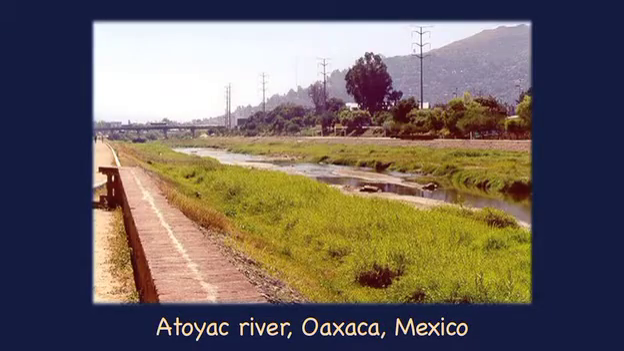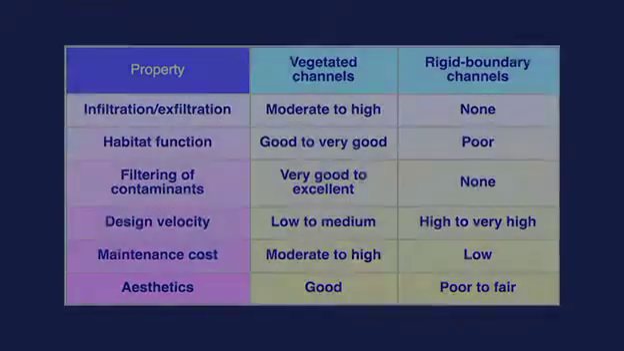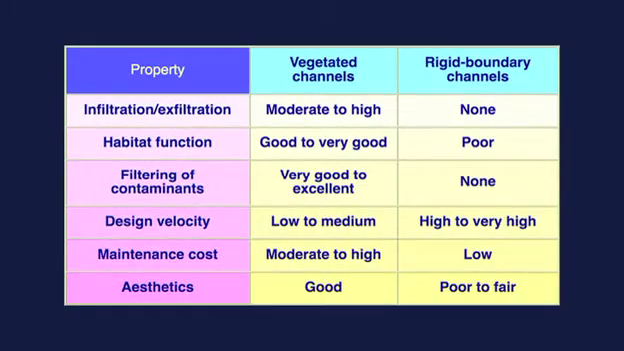Vegetated channels, or channels lined with vegetation, are used in places where it is not advisable to line the channel with a rigid boundary. In recent years, as environmental concerns have developed, vegetated channels have become a popular alternative to channels lined with rigid materials. This table shows a comparison of vegetated channels and rigid boundary channels.